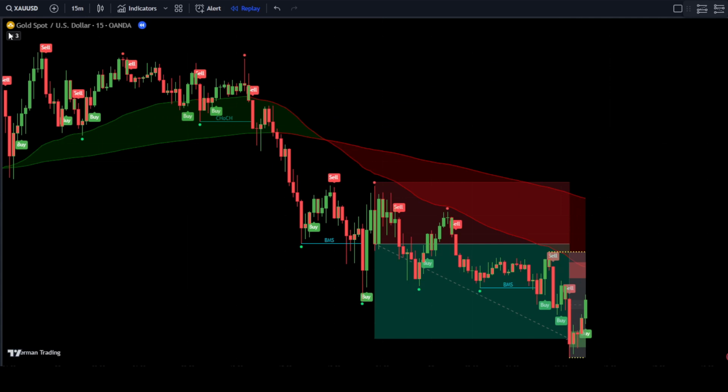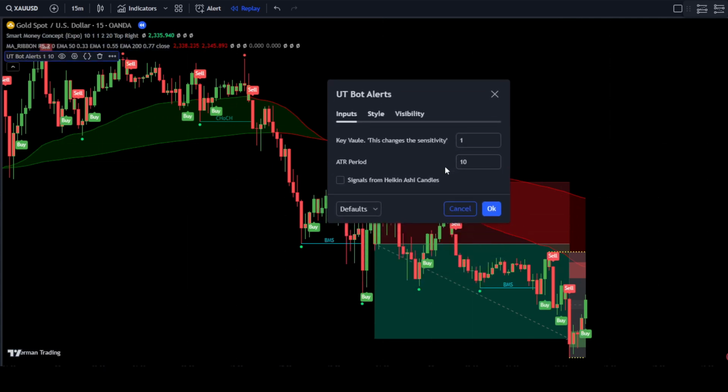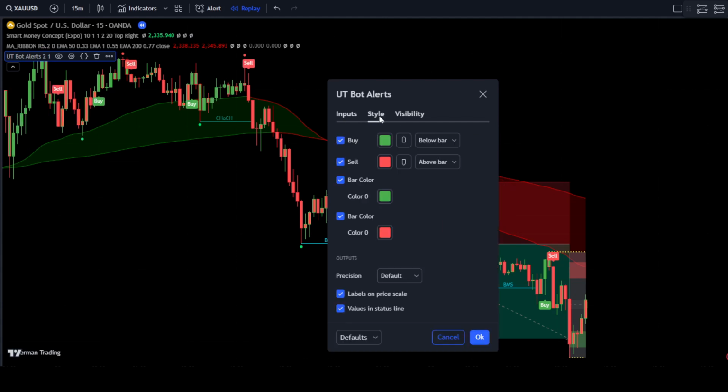Next, adjust the settings for the UT-Bot Alerts indicator. In the Input tab, change the number for key value to 2, then, change the number for ATR period to 1. Now, go to the Style tab. In the Style tab, uncheck the box next to bar color.